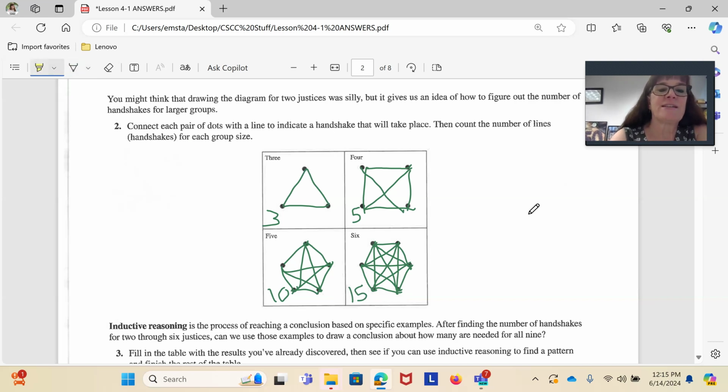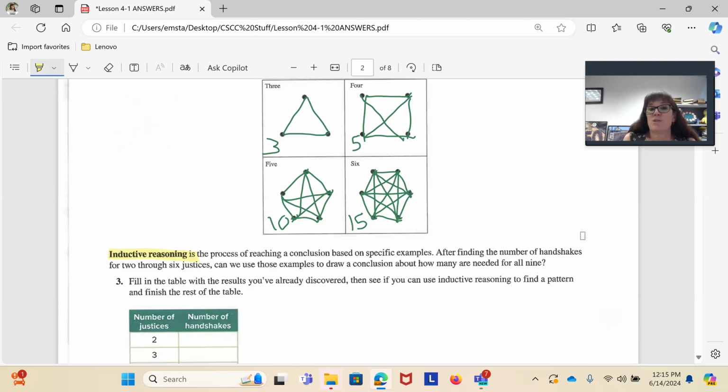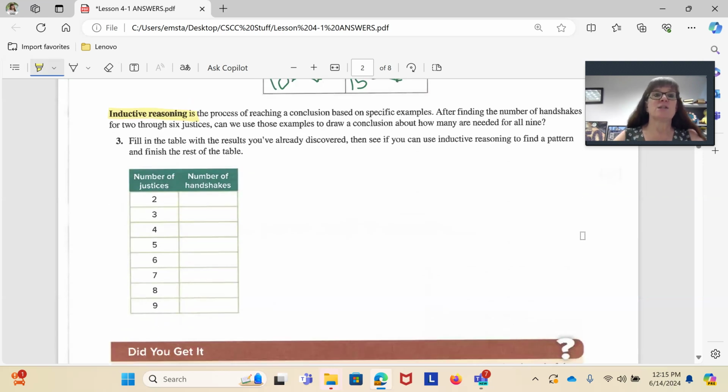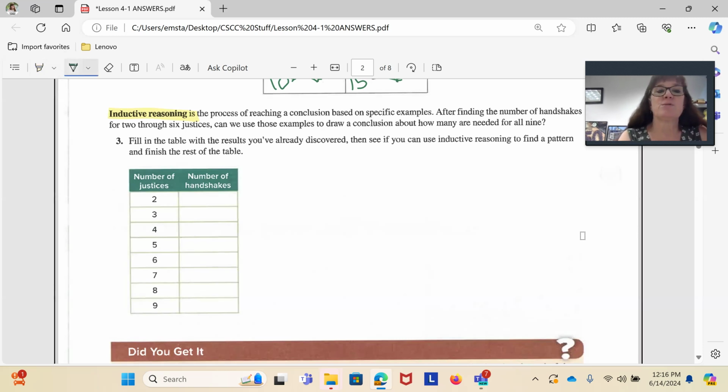This is an example of inductive reasoning. Inductive reasoning is the process of reaching a conclusion based on very specific examples. So we're going to try to use those examples to figure out how many handshakes we would need for 9 justices. So let's write the numbers in. We knew 2 justices was 1 handshake, 3 justices was 3 handshakes, 4 justices was 6 handshakes, 5 justices was 10 handshakes, and 6 was 15.